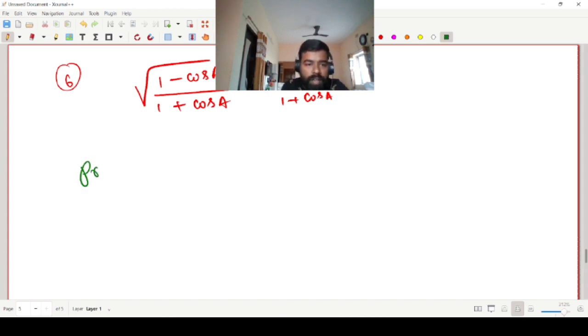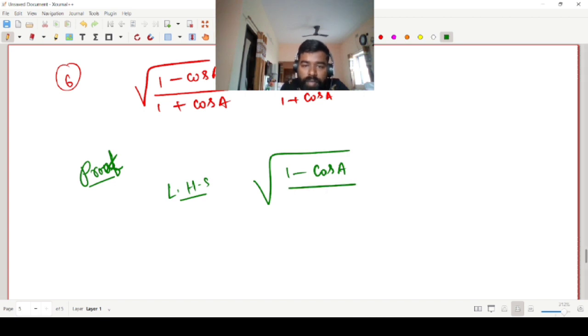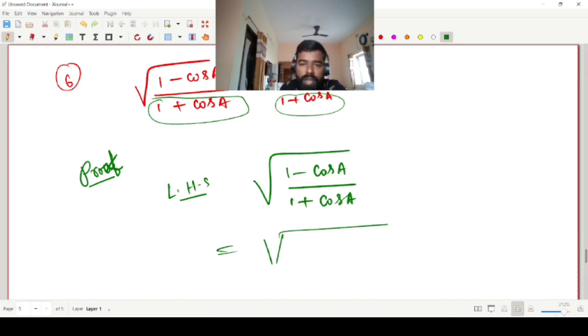So we take the left hand side. We need to prove this. That is the left hand side, LHS. We see that it is 1 minus cos A by 1 plus cos A. If you notice, the denominator is not disturbed, it is the same. So we need to change the numerator only. So I'll change the numerator by multiplying.